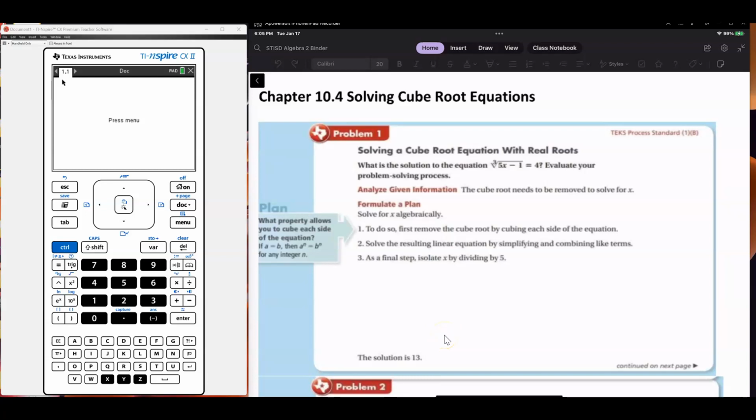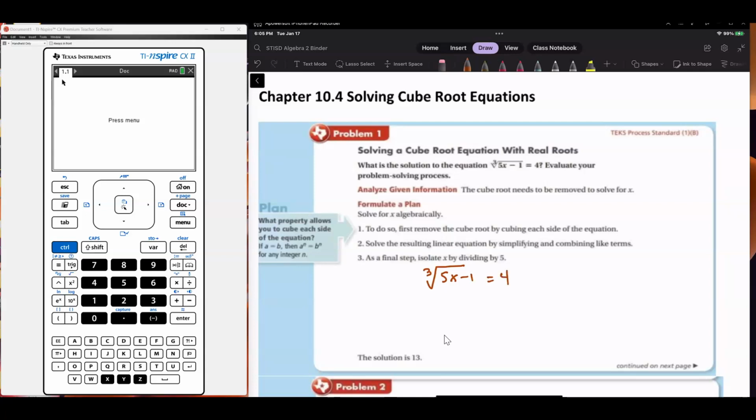Okay, good afternoon. We are going to be solving cube root equations, and I'm going to go ahead and give you the steps to do. Number one, solving a cube root equation. So we have the cube root of 5x minus 1 equals 4.